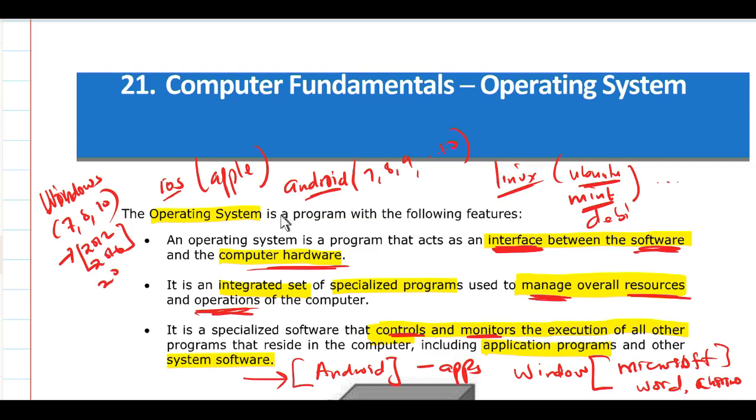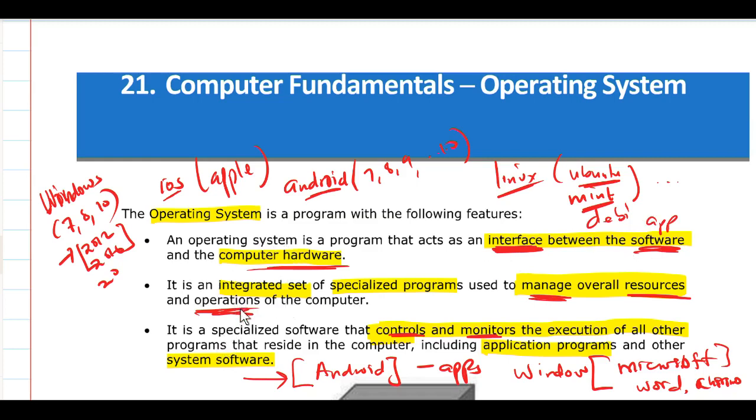So these are the software that allow the computer to receive instructions from the user and pass on the instructions to the computer hardware. So they act like an interface between the application software and the computer hardware.